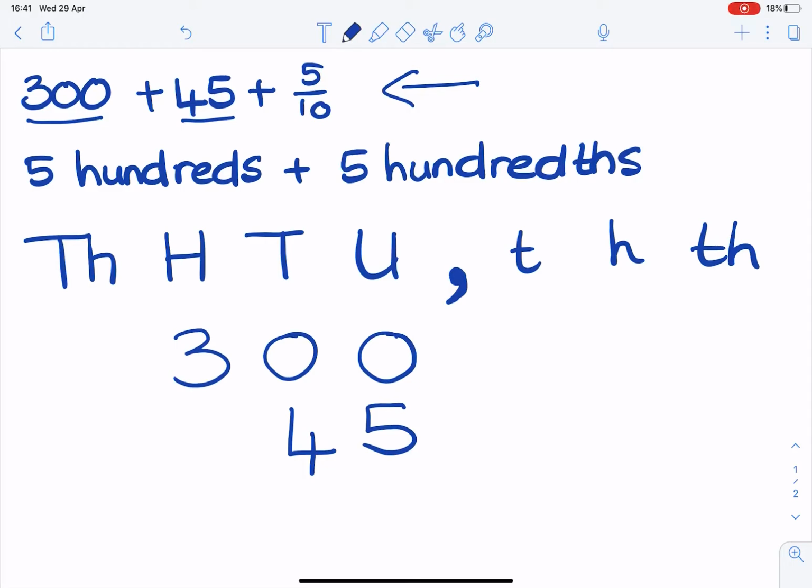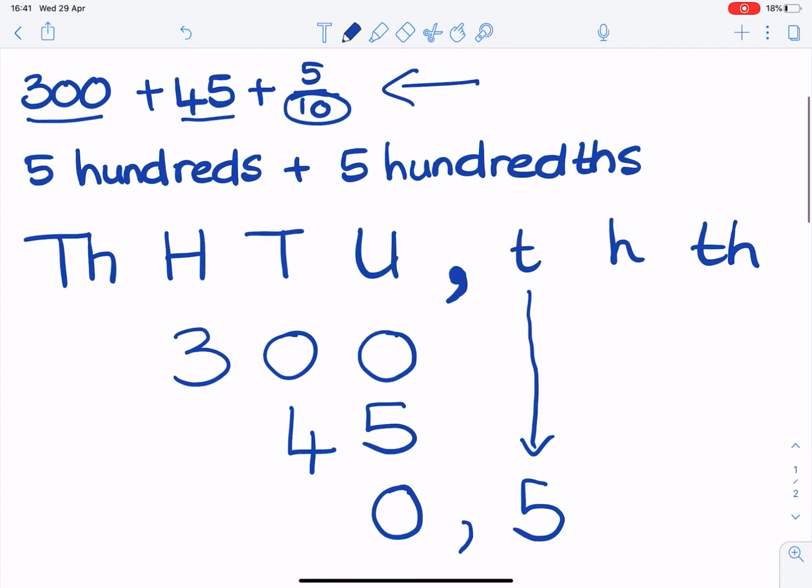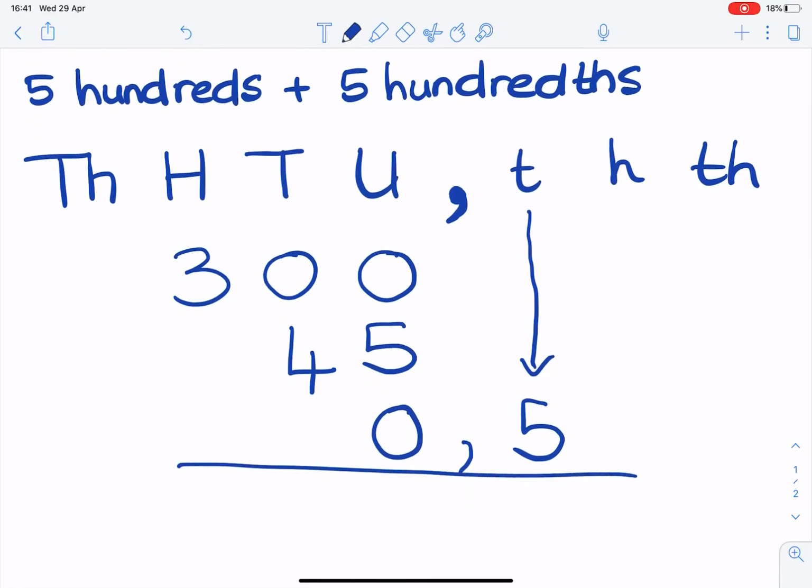What about the 5 tenths? Well, remember that the number at the bottom, the denominator, tells us which column it must go into, the tenths column. So it's going to go into the tenths column. And don't forget to put a 0 in the units place. Now we can add that up. And we have 345,5.